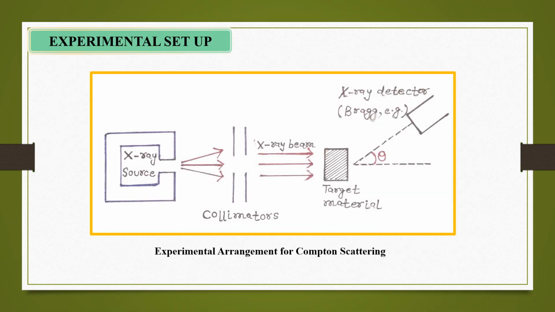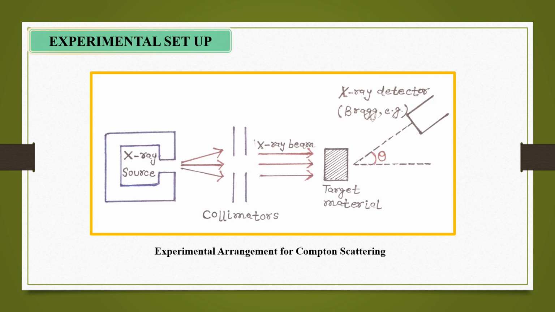Now, let us try to understand the experimental arrangement of Compton scattering and the observations obtained from it. So we have an X-ray source which emits a beam of monochromatic X-rays of wavelength lambda, and it is made to pass through a pair of collimators, and then these X-rays are made to fall on a target material like a graphite crystal, and when they interact with the electrons inside the crystal, they get scattered in different directions. Here you can see there is a detector placed behind the target called Bragg's spectrometer, which is capable of measuring the scattered X-rays at different scattering angles.